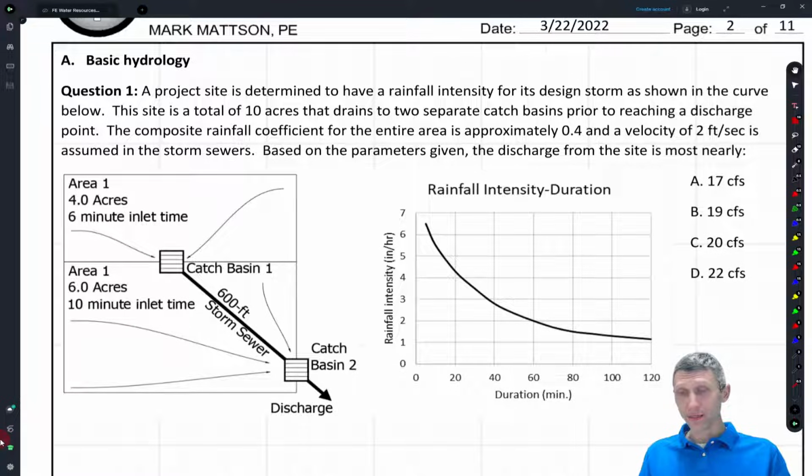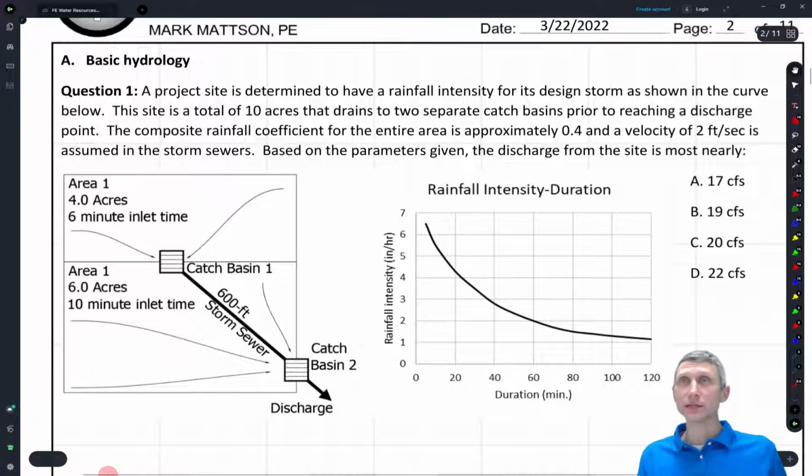Here we have a project site determined to have rainfall intensity for its design storm as shown in the curve below. So this is a rainfall intensity duration curve. Generally you might get a really quick blast where you get a bunch of rain right away but it doesn't last as long, versus a long, slow drizzle. So we have our intensity duration curve, and the total site has 10 acres.